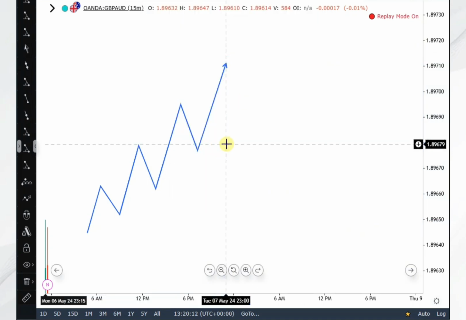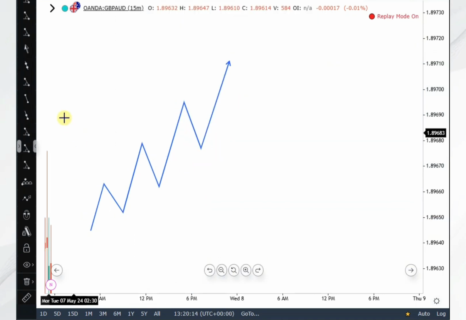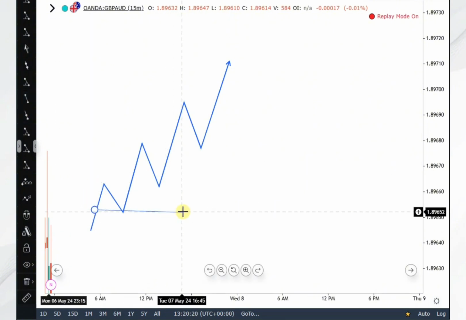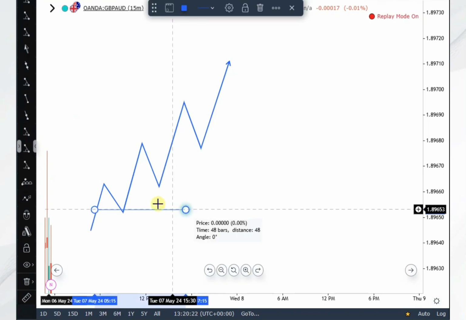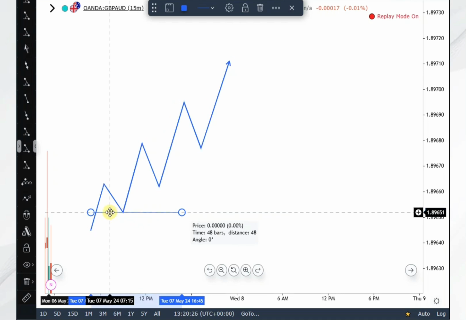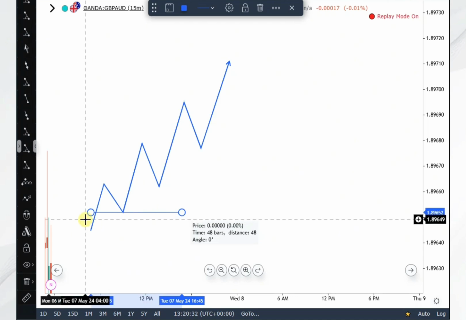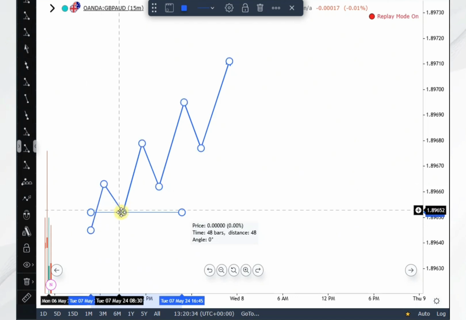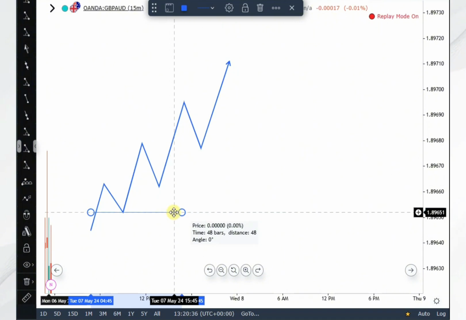All right. So as you can see from this point, this is a psychological level, right? So price broke above this. This was acting as a previous resistance level, but price broke above it, retesting it. So now this is a support level. This is now acting as a support level.